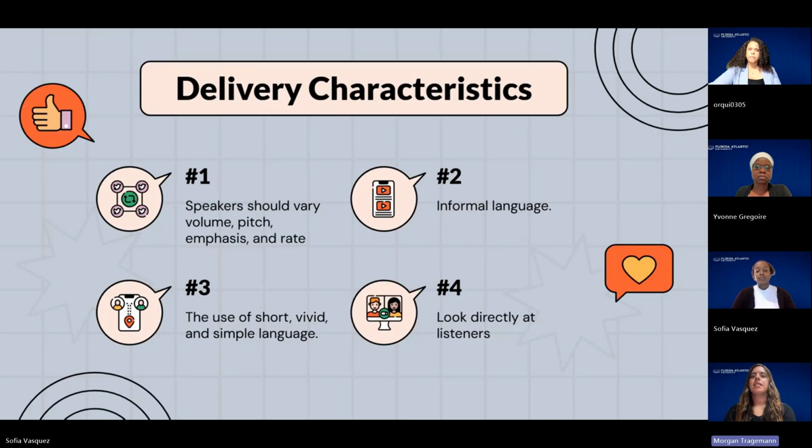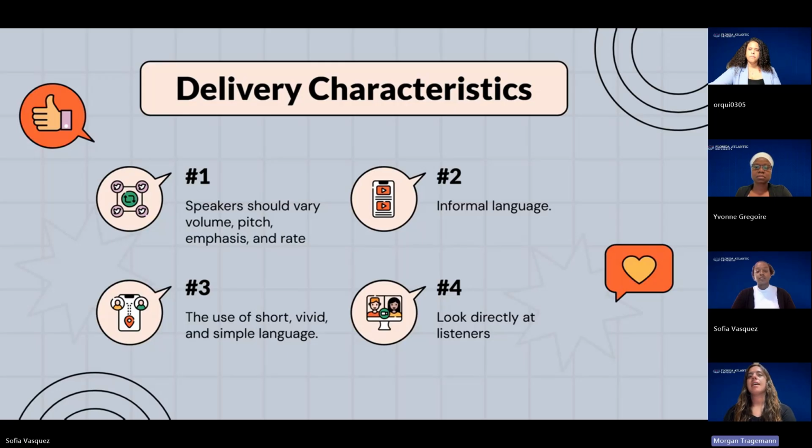Informal language is a delivery characteristic the speaker should use, as they should avoid technical words and stick with simple words, as this will help the audience better understand what is being said. In patient relations, many patients will not understand medical terminology, so it is recommended that healthcare providers use simple words.